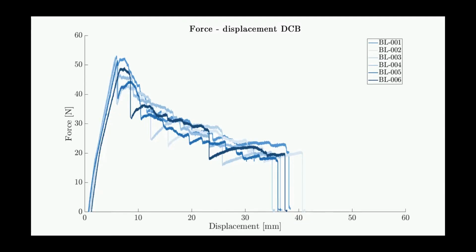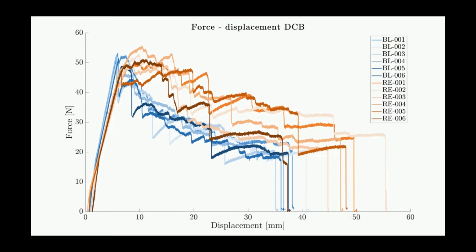For the baseline specimens, the force displacement curves look as one would expect, with linear elastic behavior over here up to the maximum force, and then more or less stable crack growth with some stick-slip behavior. Now let's include the curves for the reinforced specimens, shown in orange.